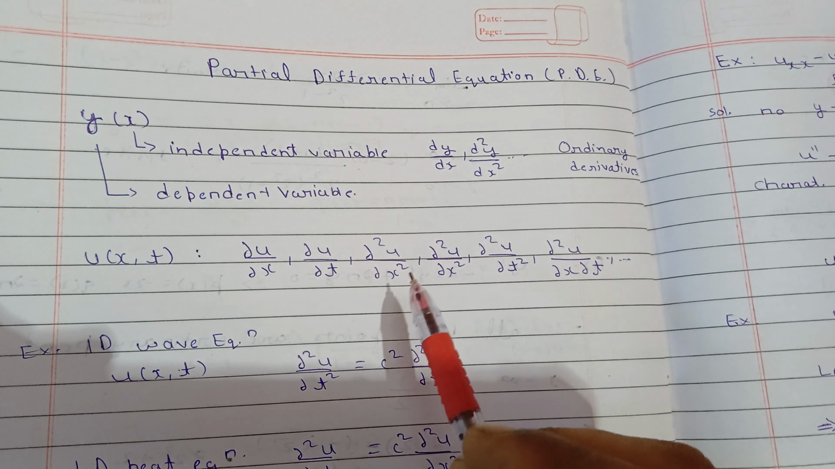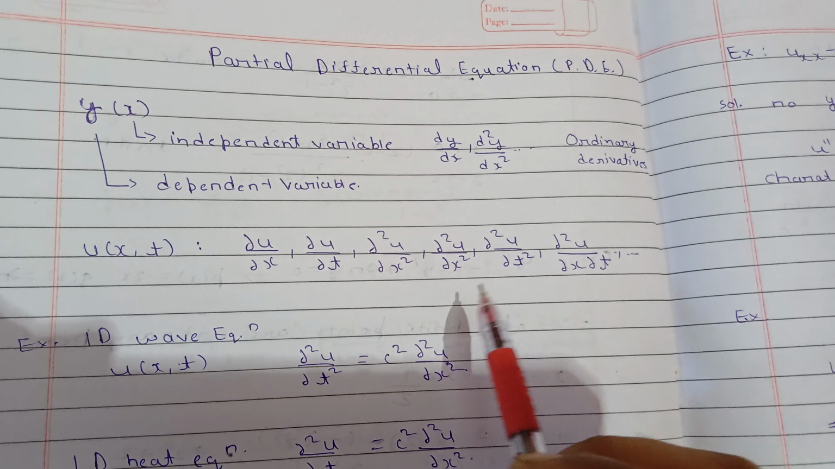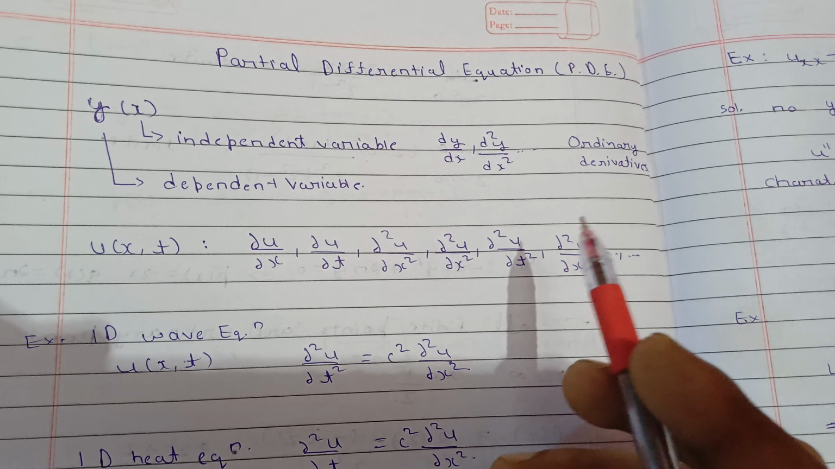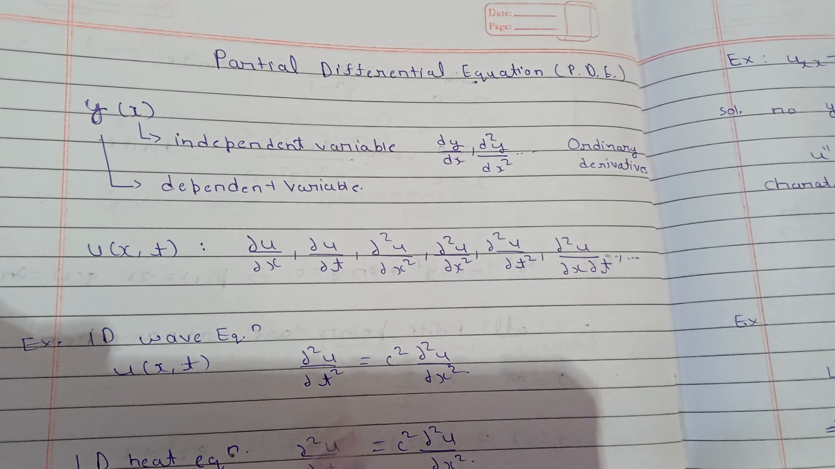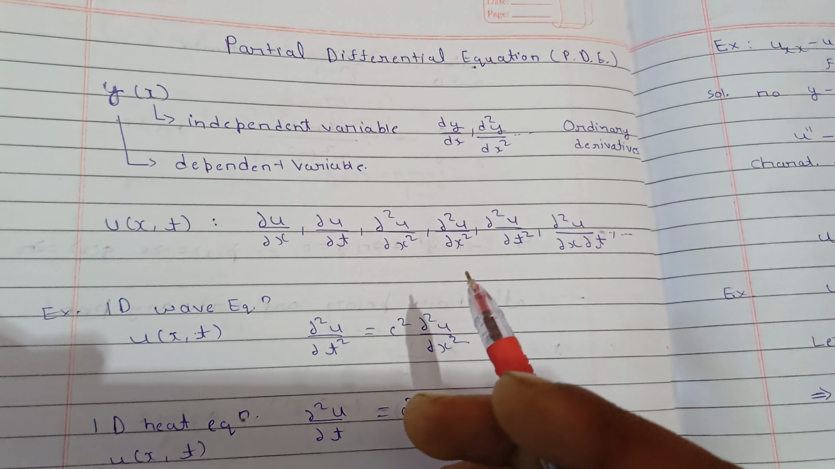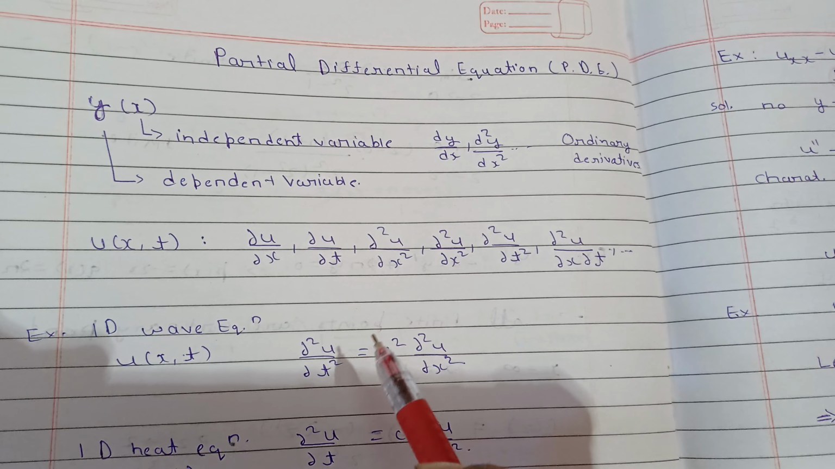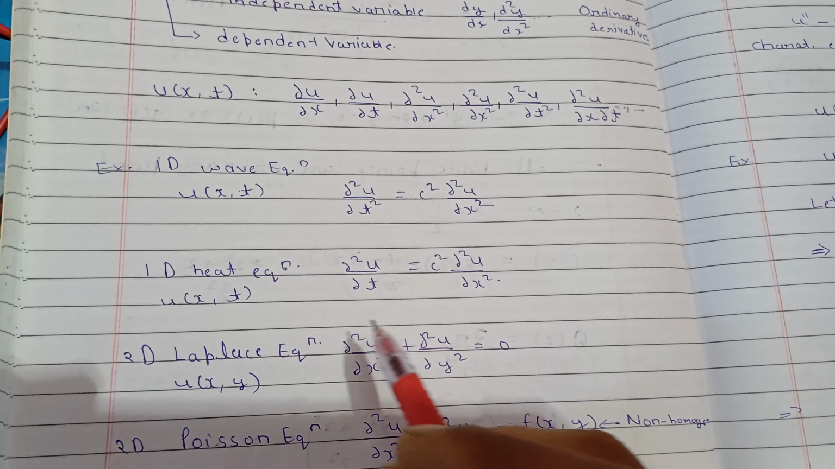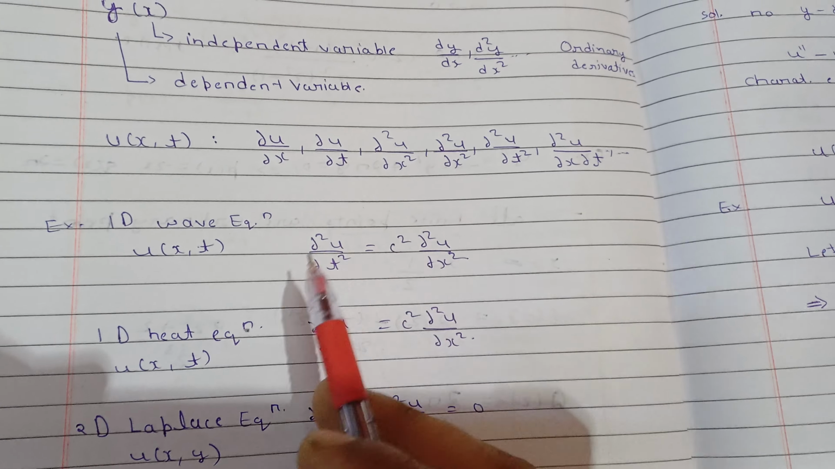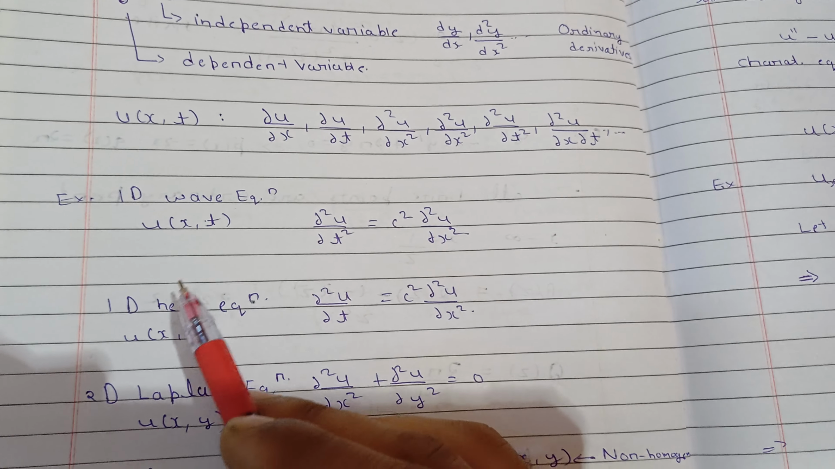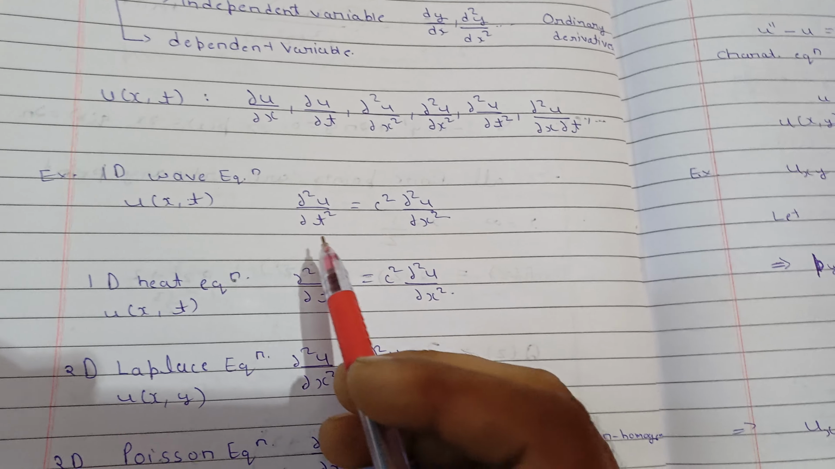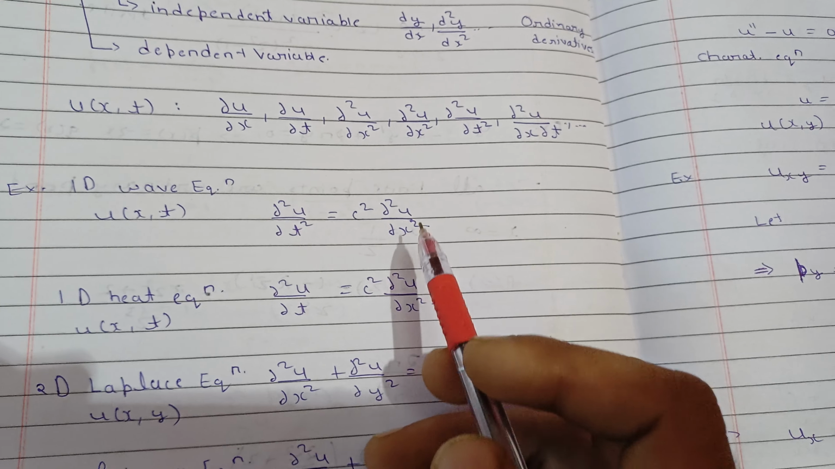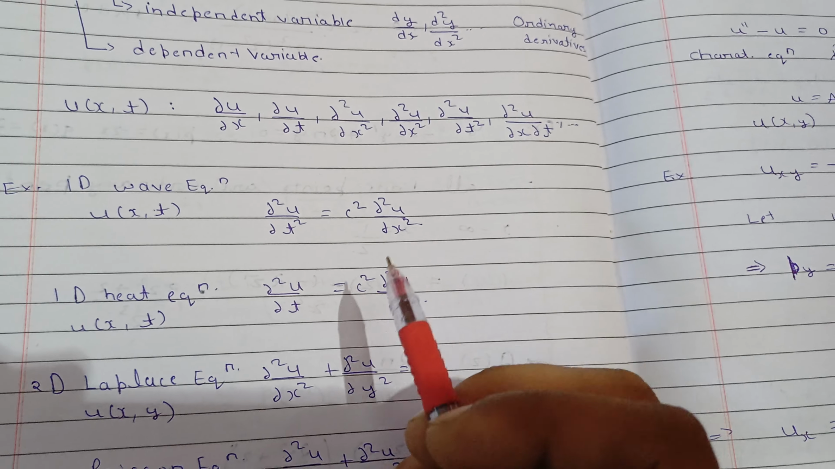Now those equations which involve these kinds of partial derivatives are called partial differential equations. So that is the basic definition. And now we will study many partial differential equations. We will study the 1D wave equation and the heat equation. Here are some examples, like the 1D wave equation, which can be written in this form: del square u by del t square equals c square del square u by del x square. This is the 1D wave equation.